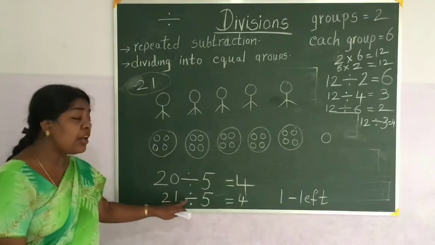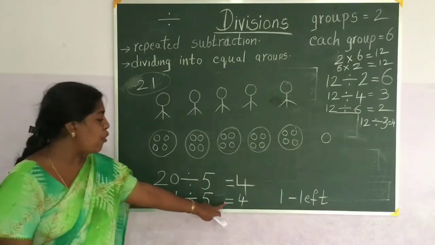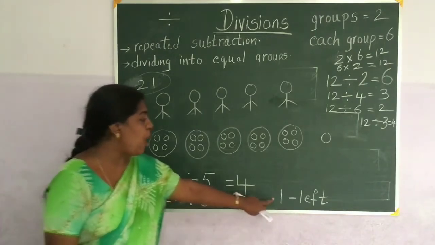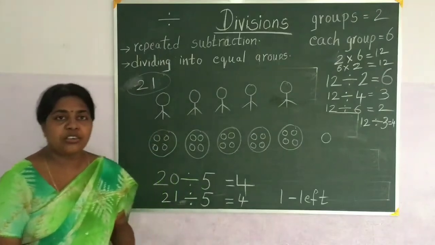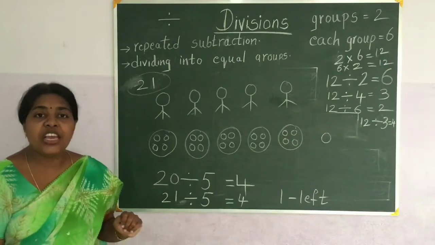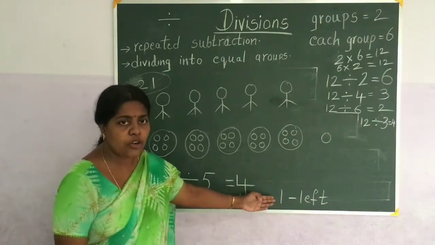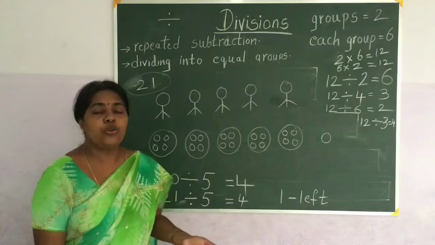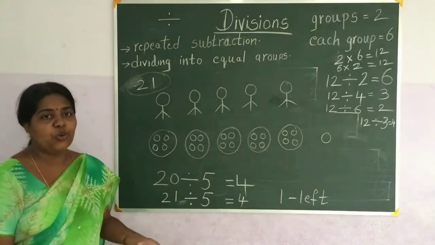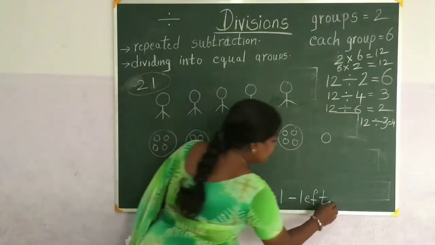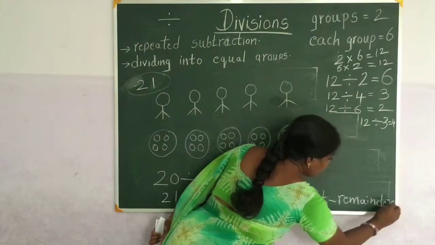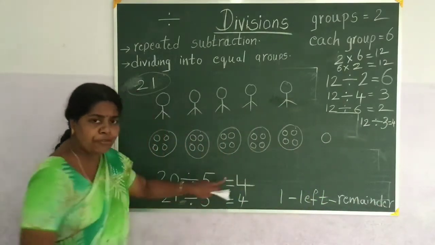But if 21 laddus are distributed among 5 children, each will get 4, but 1 laddu is left over. So the leftover number in division is remaining. This 1 laddu is remaining. So we can't give to anybody. So that leftover number, remaining laddu, is called remainder.